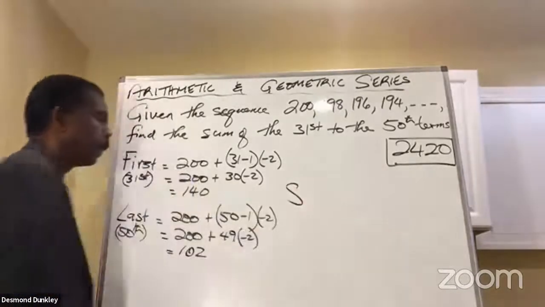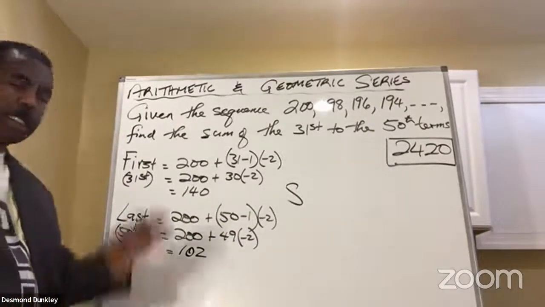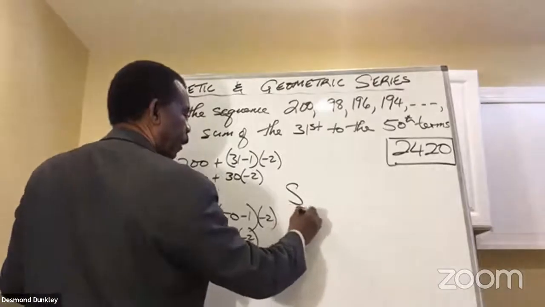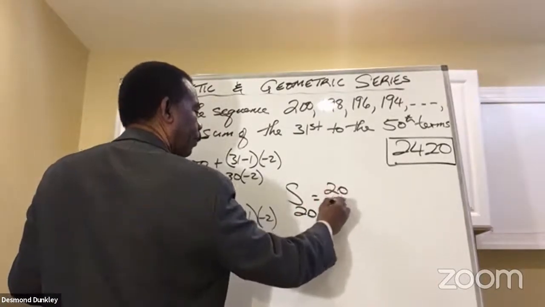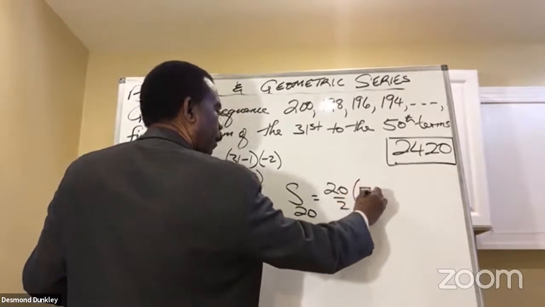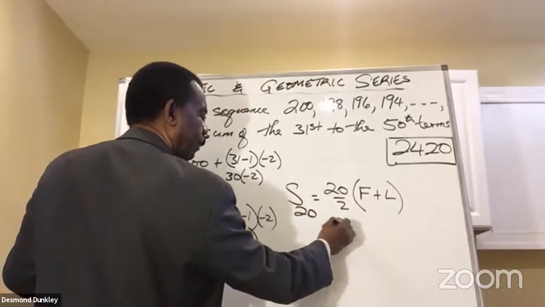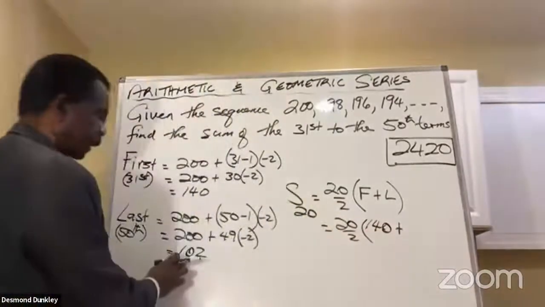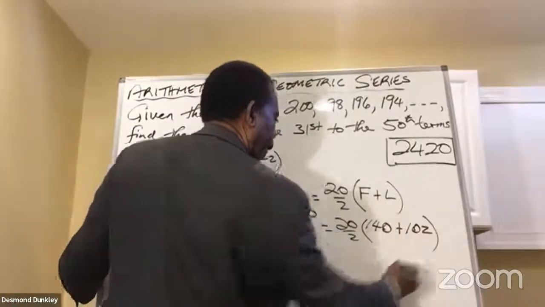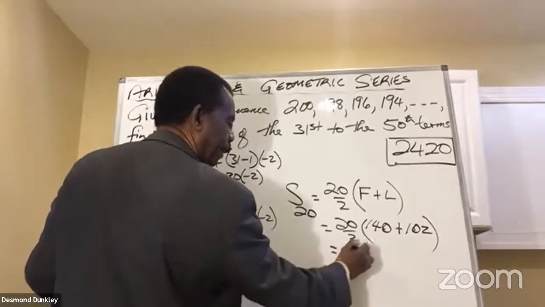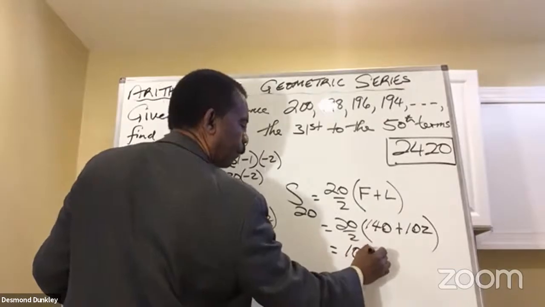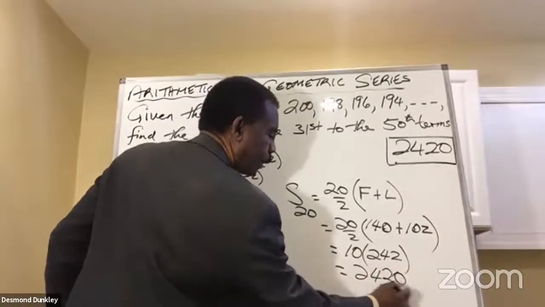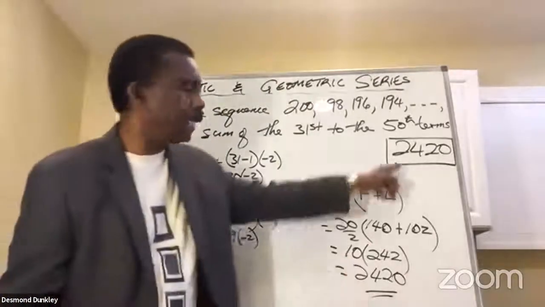Okay? So the sum from the 31st to the 50th is 20 terms. You're going to have 20 terms, 31, 32, 33, all the way up to the 50th. So S20 is going to be equal to 20 over 2 times the first plus the last. What's the first? 140. Plus what's the last? 102. So it's equal to 20 over 2, which is 10, times 140 plus 102, which is 242. And 10 times 242 is 2420.